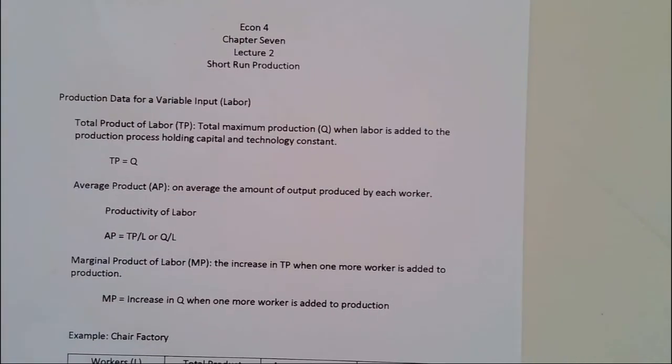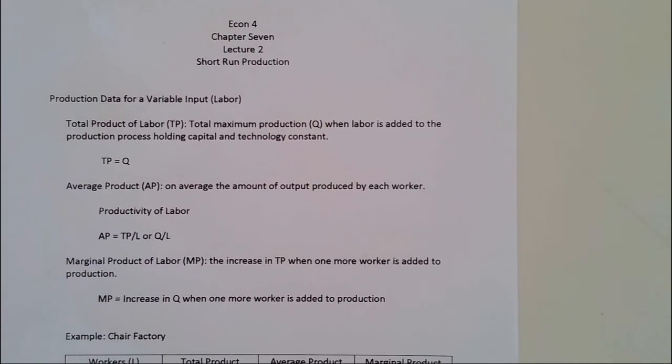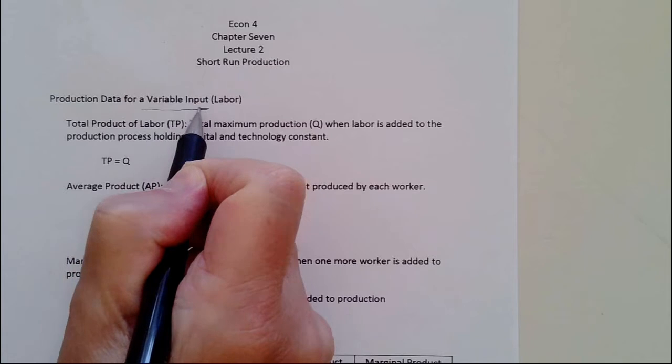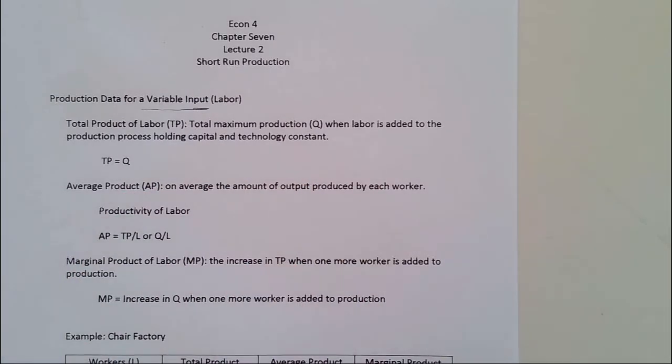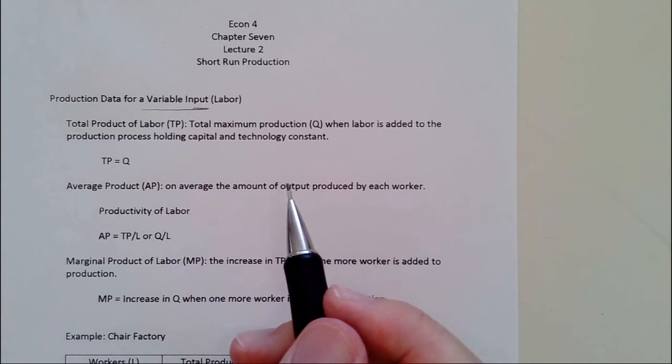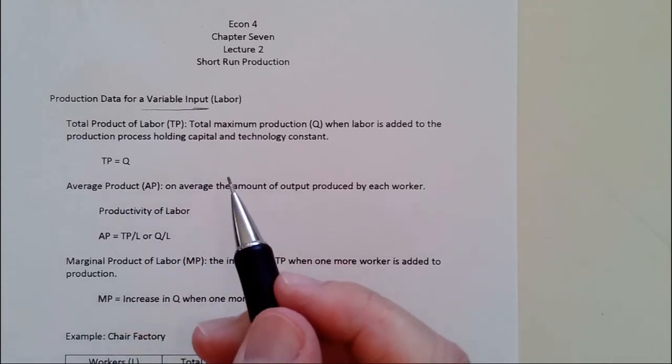Next part for Chapter 7 will be short-run production. Here we're going to look at the physical aspects of production in a business. And so we're going to look at data for a variable input. So in the short run, we have two kinds of inputs. We have a fixed input, at least one fixed input, and then we have variable inputs. Variable inputs are inputs that vary based on how much we produce.